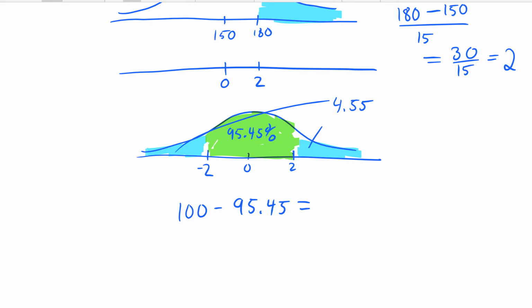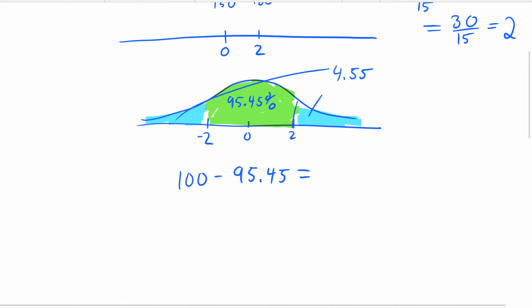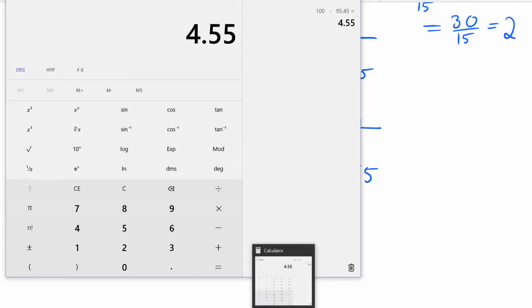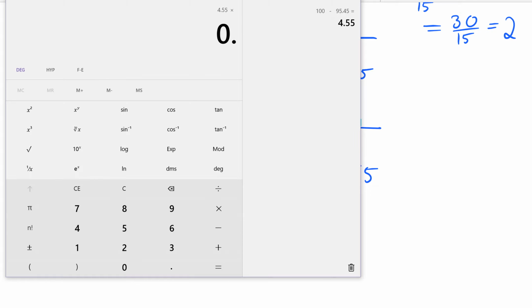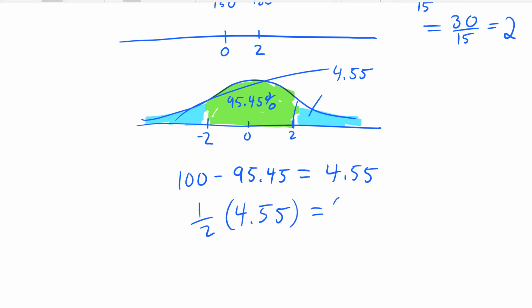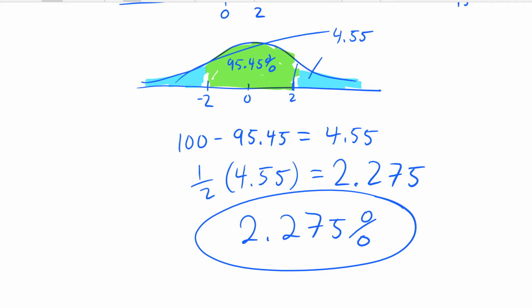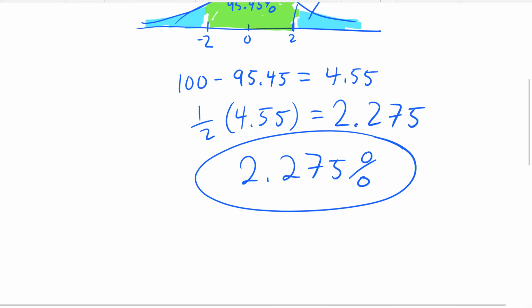4.55%. We want the area to the right of 2. That's half the total area in blue. Let's figure out what that is. So we multiply this by 0.5 and we get 2.275. And that's the answer. 2.275% of the students did better than 180.